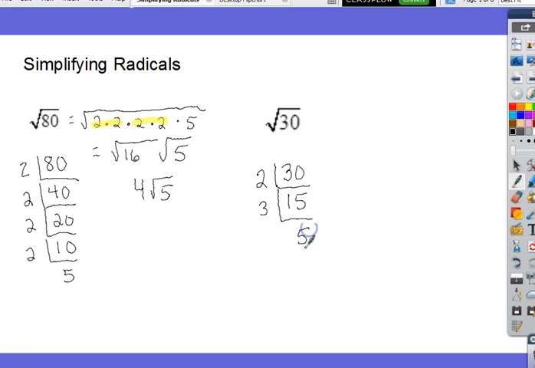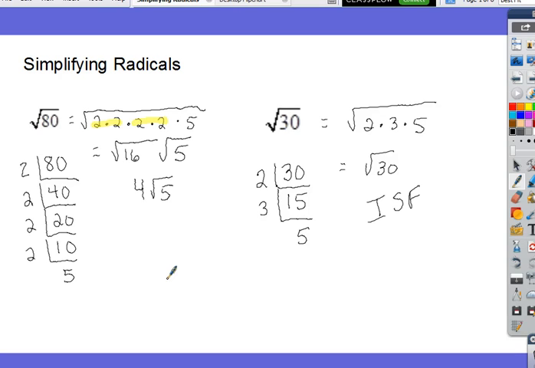And 5 is a prime number. So the prime factorization of 30 is 2 times 3 times 5. However, none of these numbers are pairs. So what that means is that the square root of 30 is as simple as you can write that radical. I call that in simplest form, or ISF. So if I ask you to simplify a radical that doesn't simplify, you can just put ISF as your answer.